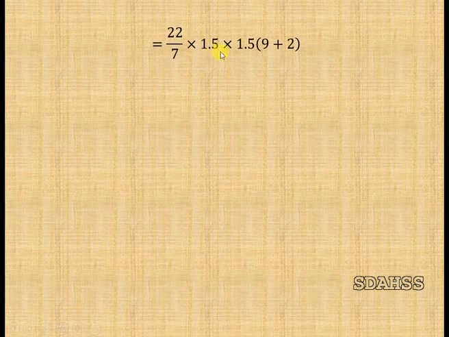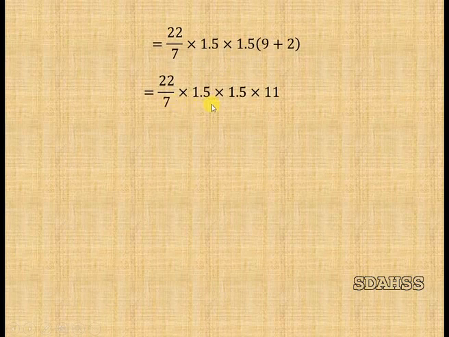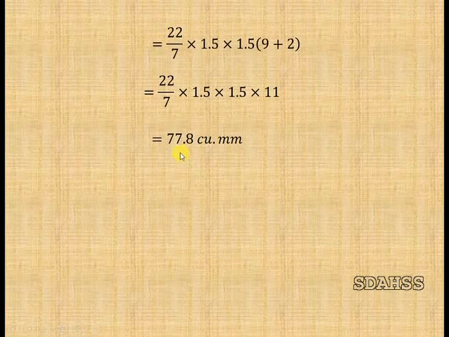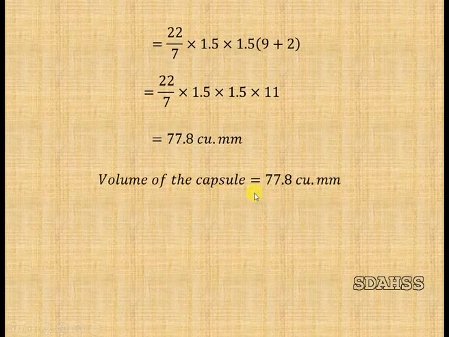22 by 7 into 1.5 into 1.5 into 9 plus 2, which is equal to 22 by 7 into 1.5 into 1.5, 9 plus 2, 11. If you multiply and divide by 7, you will get 77.8 cubic millimeter. The volume of the capsule is equal to 77.8 cubic millimeter.